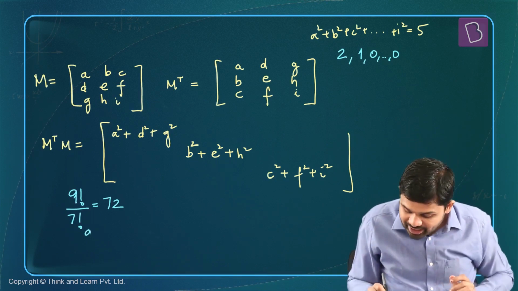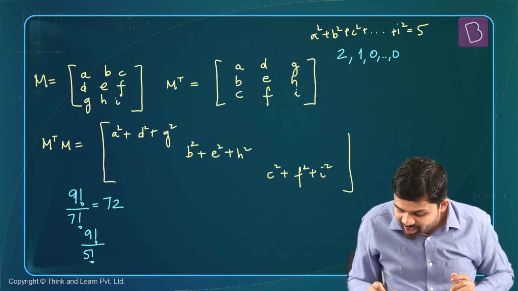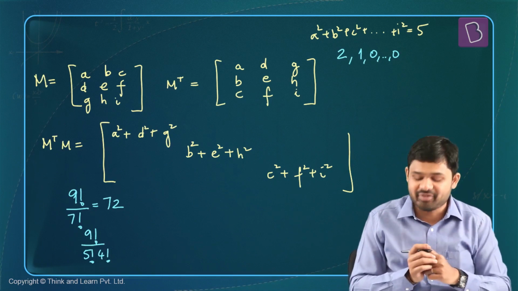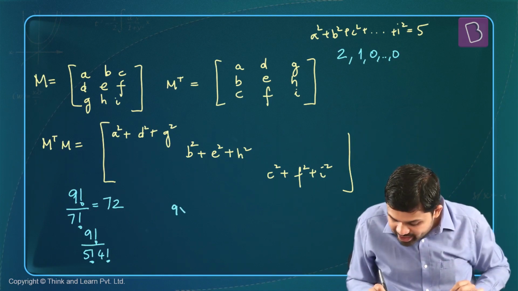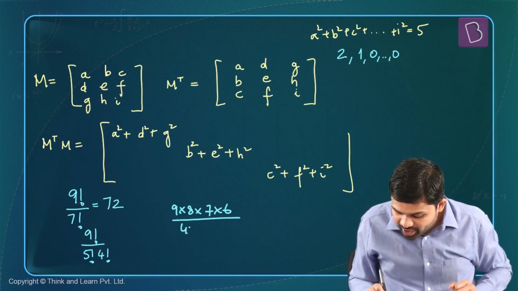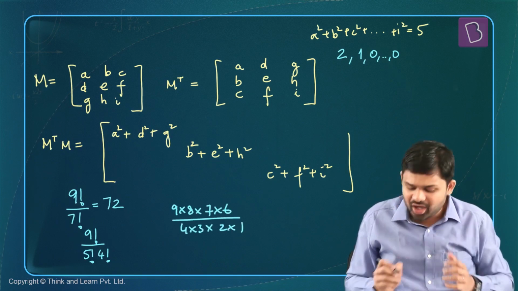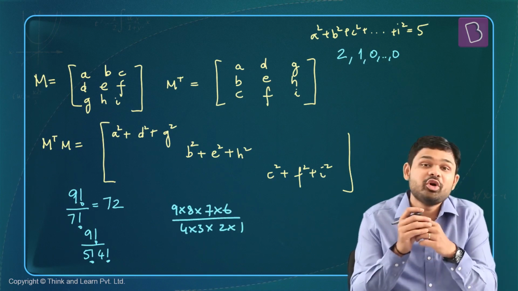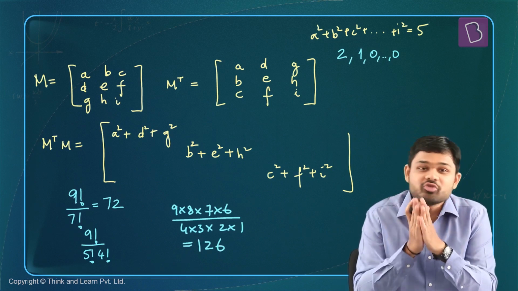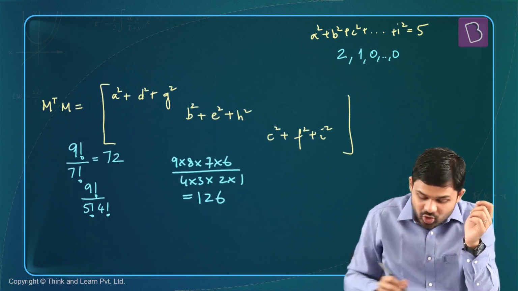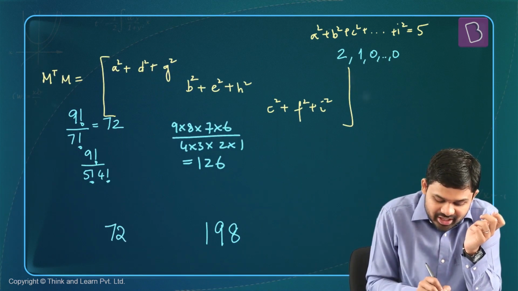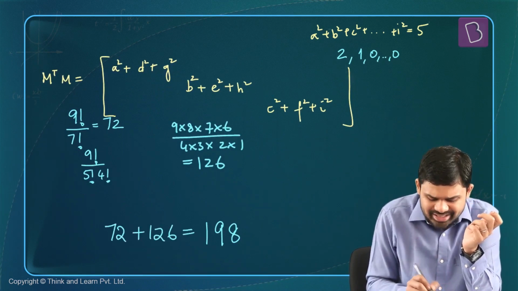Well, you can do that in 9 factorial divided by 5 factorial, 4 factorial ways. Well, what is 9 factorial divided by 5 factorial, 4 factorial? Well, you have 9 into 8 into 7 into 6 divided by 4 into 3 into 2 into 1, which upon solving is going to give you an answer of 126. So the total number of ways in which you can do this is going to be equal to 198, which is nothing but 72 plus 126.